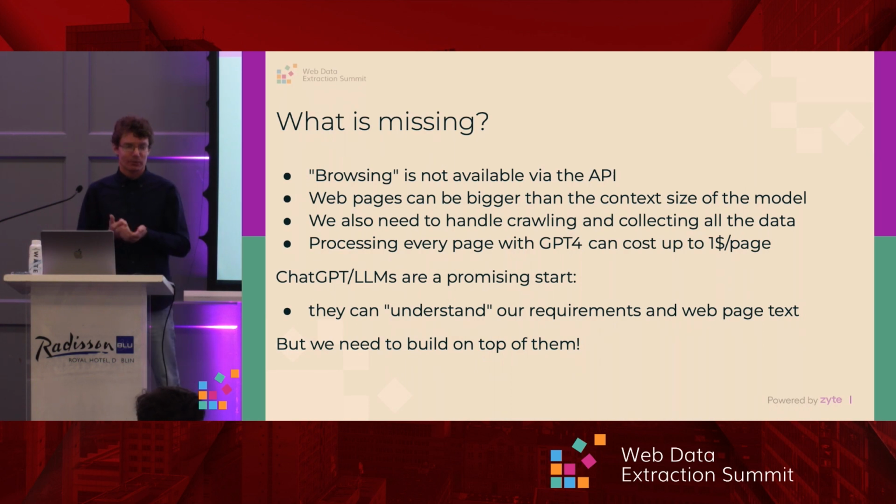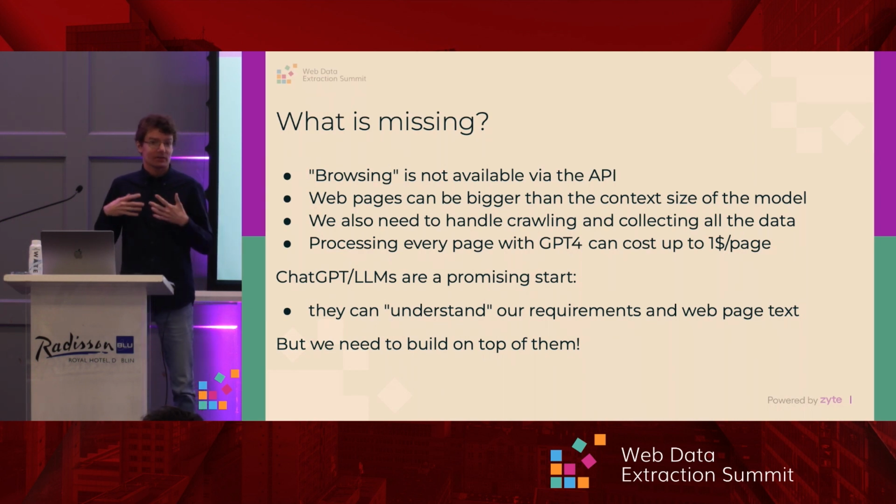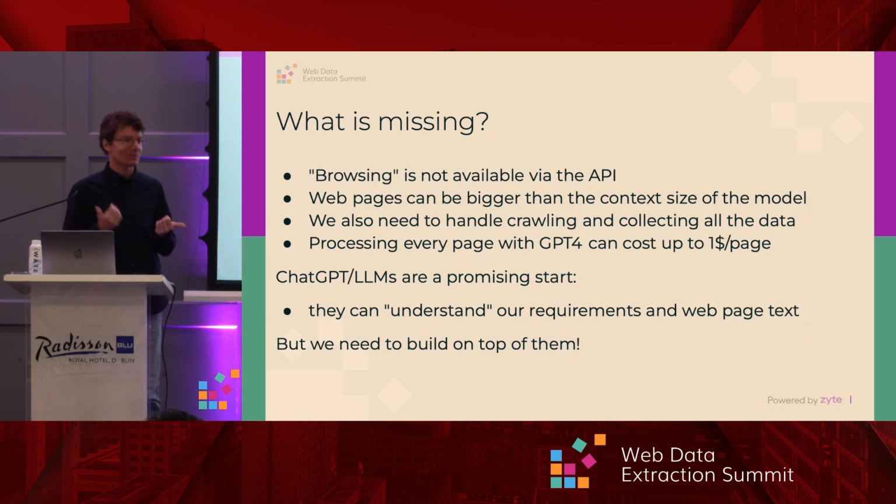What is missing? So for one, this browser plugin and plugins in general are not available in the API yet. And then if we were to download the page ourselves and give it to OpenAI, then the page would typically be much larger than what we can input into the model. And finally, for any real system, you need to also do the crawling, you need to collect the data, and then if you start processing every page with a large language model, the cost can just become absurd. Like in the previous talk, we were talking about petabytes of data, and here it would just be impossible to imagine how much it would cost.